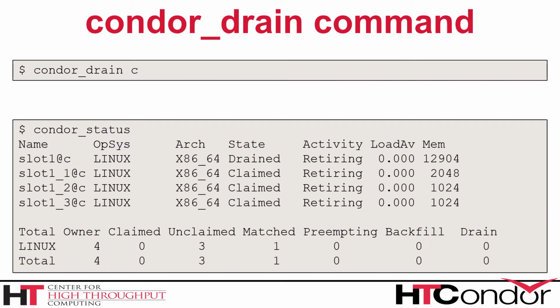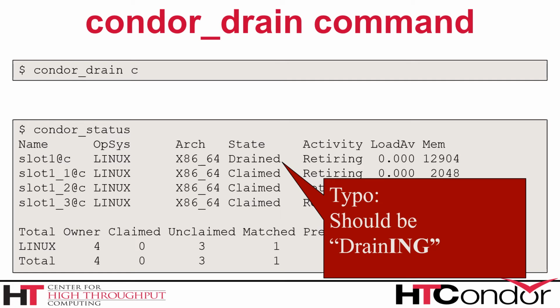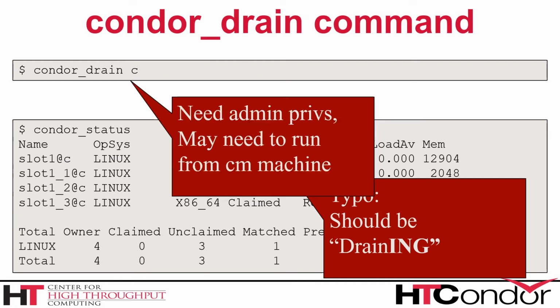As is common, this is a poor naming choice on the part of the HTCondor development team. The name really should be draining, as the slot hasn't completed the process yet, but is still in the process of draining the machine. Because of backward compatibility, we are uneasy about changing this confusing name. Note that you need HTCondor administrative privileges in order to initiate draining, and depending on the security setup of the pool, you may need to run the drain command from the central manager machine.